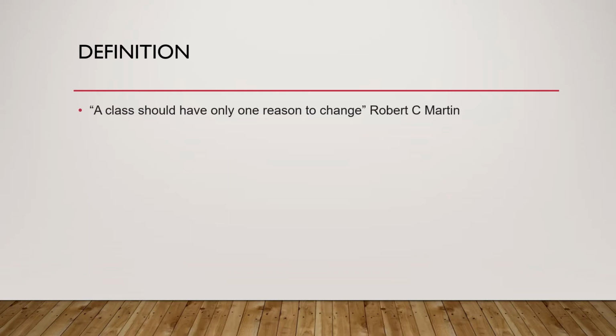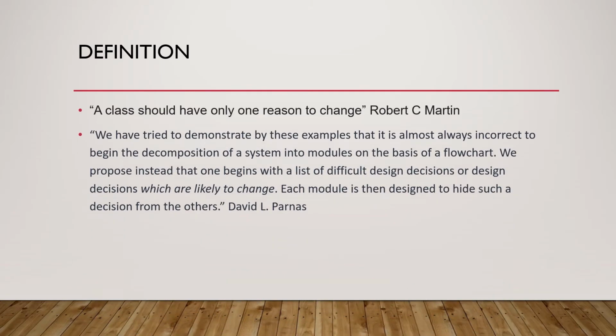Now let's see what David Parnas said. He said, we have tried to demonstrate by these examples that it is almost always incorrect to begin the decomposition of a system into modules on the basis of a flowchart. We propose instead that one begins with a list of difficult design decisions or design decisions which are likely to change. Each module is then designed to hide such a decision from the others. So he was interpreting the reason to change as the design decisions which are likely to change.